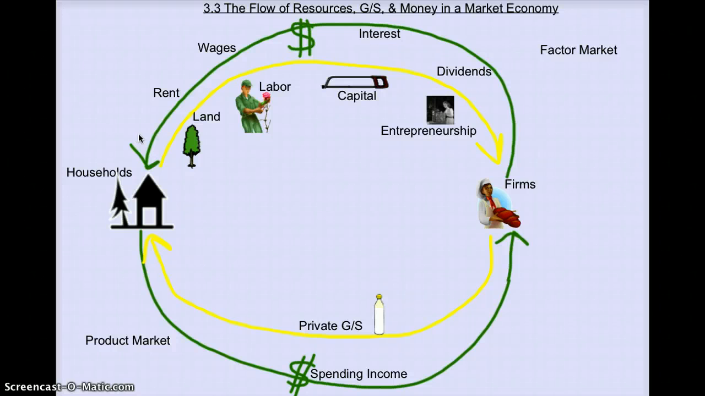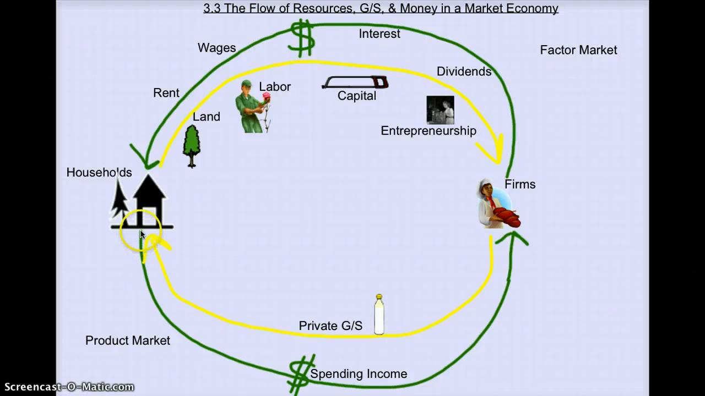Follow the arrows of the diagram to see the circularity. Money goes into the households in exchange for land, labor, capital, entrepreneurship. Households then get to spend that money in the product market in return for private goods and services. Households buy products from the firms with the money that they receive in the factor market. Firms acquire land, labor, and capital from the households using money that they receive in the product market.